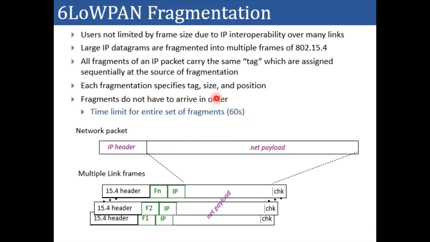In that case, you will see that time delay will be added because you will first fragment and then stitch them together at the network packet level at the receiving end. So this will add time delay. That's why 6LoWPAN cannot be used for time critical applications.